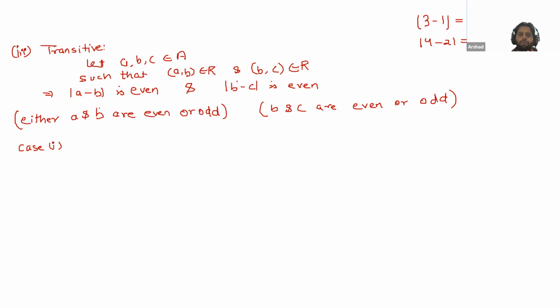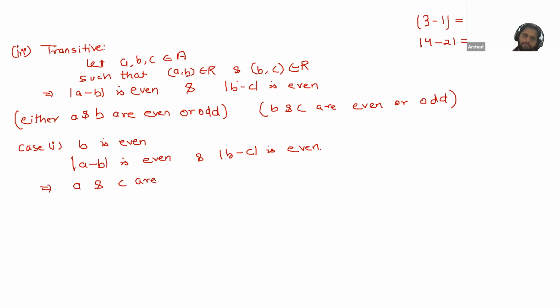So here what we are saying is that A minus B is even. So that means either A and B are even or they are odd. So we will take two cases. First, B is even. So B is even and A minus B is even and B minus C is even. So in case one, we have assumed that B is even. We already know that A minus B is even and B minus C is even. This implies A and C are also even.